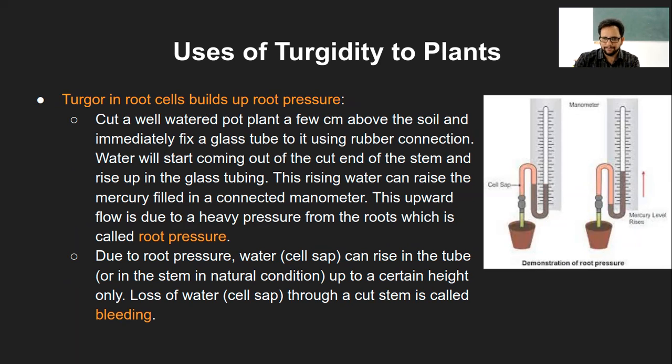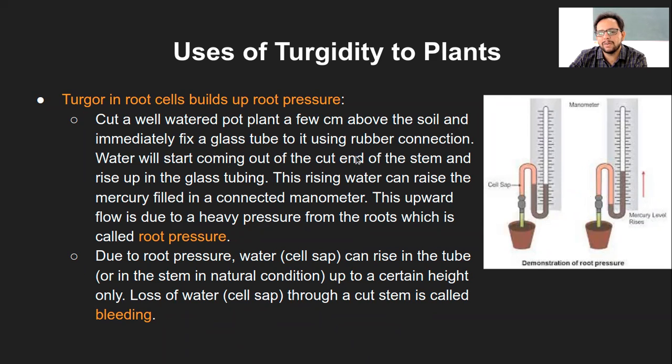We'll see here. Let's say we cut a well-watered pot plant a few centimeters above the soil. So if you see this green stem, there was a complete plant and it is cut here, right? A few centimeters above the soil. And we fix a glass tube to it using a rubber connection. So what you see here is a glass tube fixed with a rubber connection.